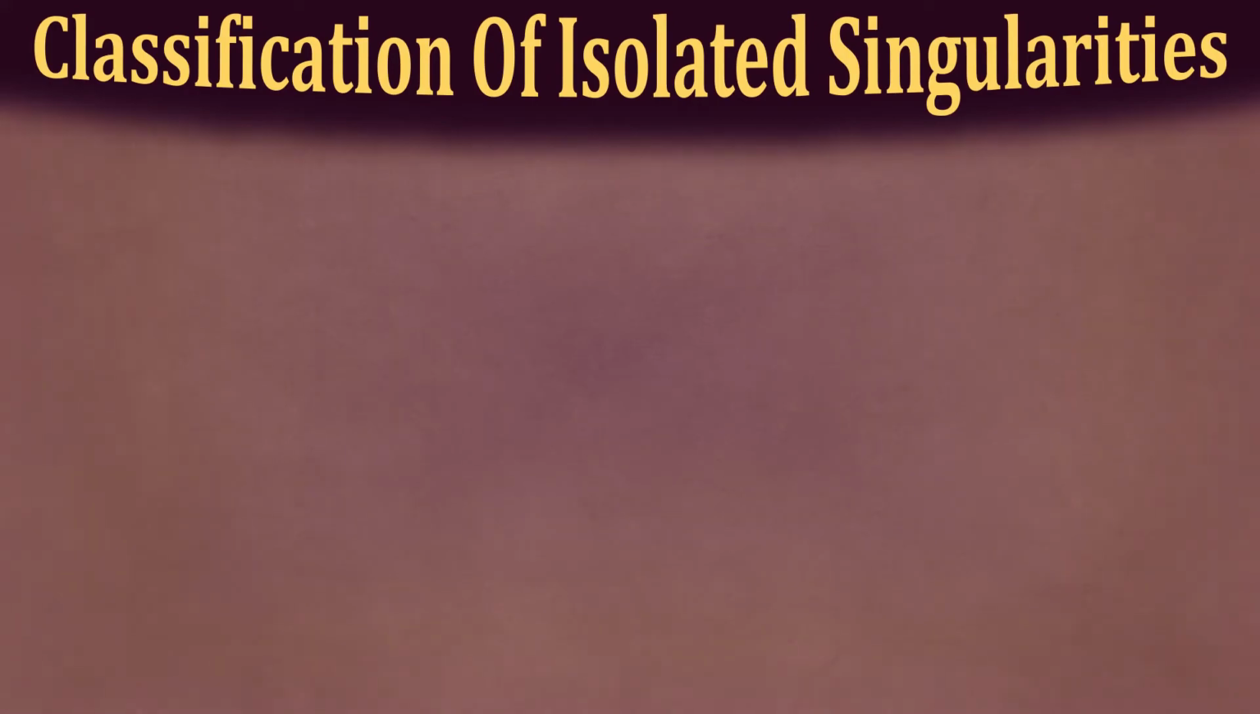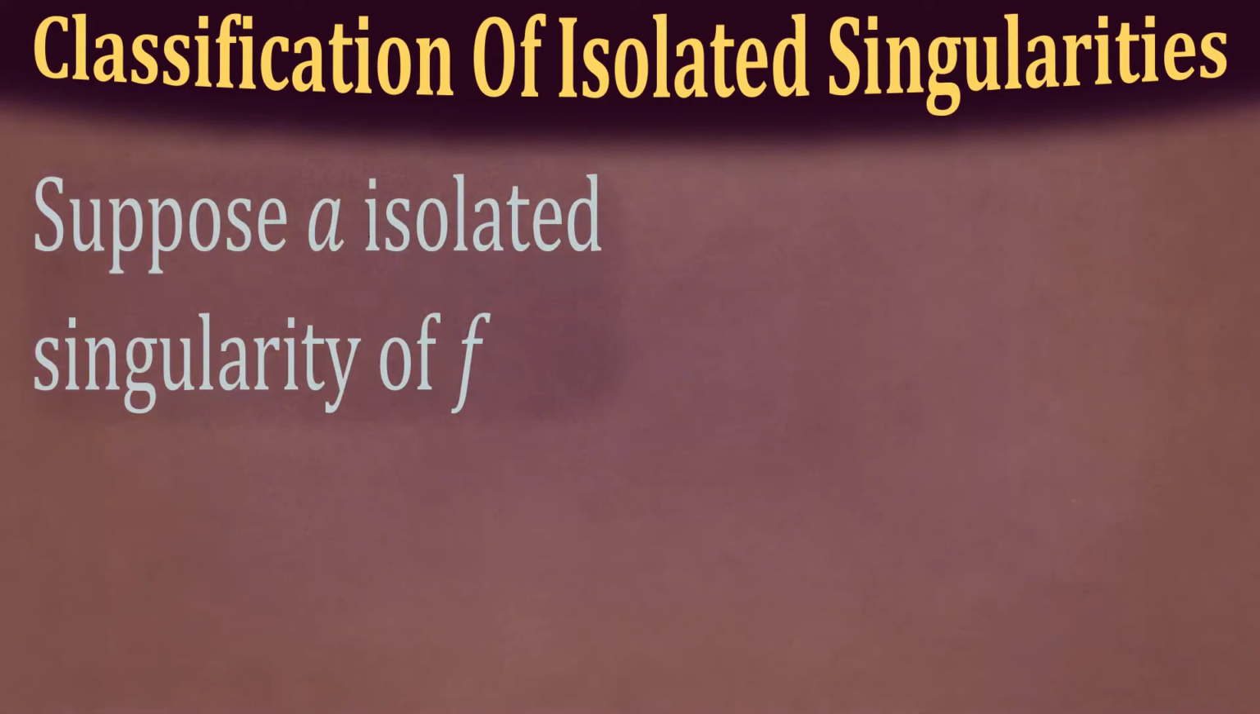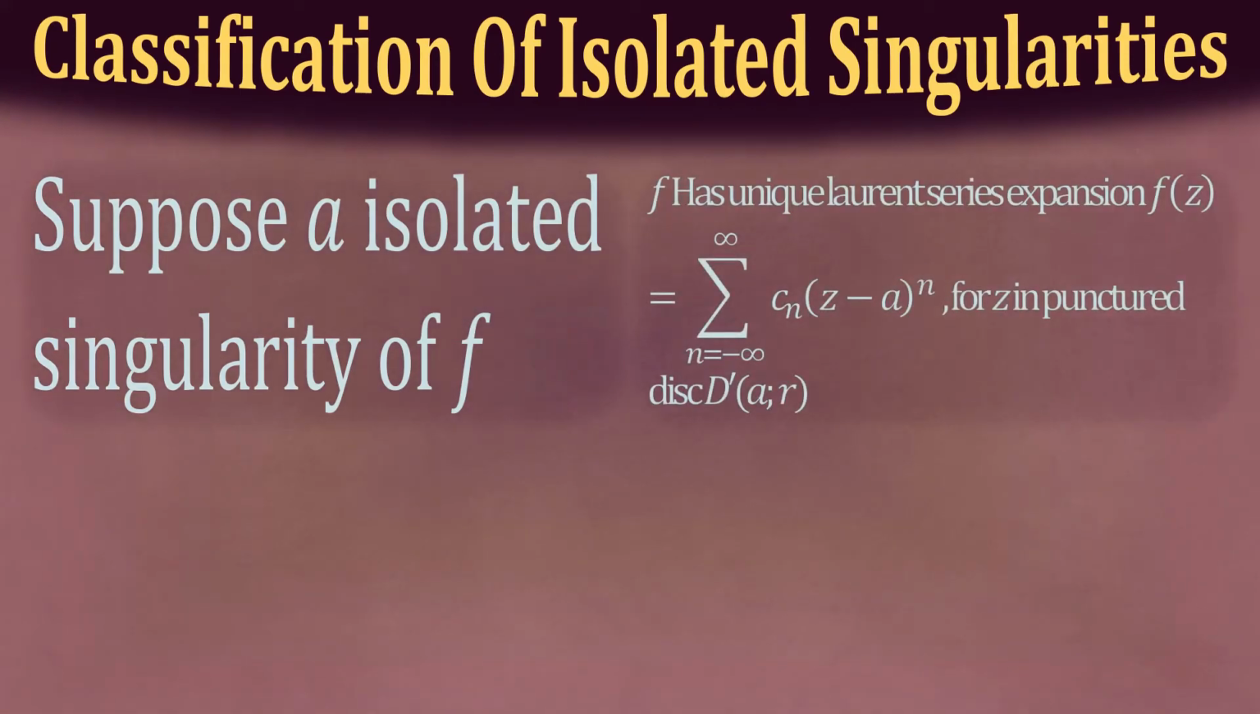Next, let's give some classification of isolated singularities. Suppose a is an isolated singularity of f. So f has a unique Laurent expansion f of z is equal to the series from n equals minus infinity to positive infinity of C_n times z minus a to the n for z in the punctured disk D' of a and R.